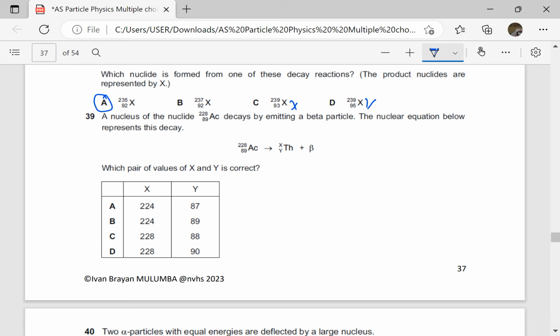A nucleus of a nuclide Sc decays by emitting a beta particle. The nuclear equation below represents this decay. Which pair of values of x and y is correct? So it is a beta particle, so it is 0, -1. So y should therefore be 89 plus 1, that is 90. Y should be 90, so the answer is D. Because y should be 90, the rest are not 90, so the answer is D.